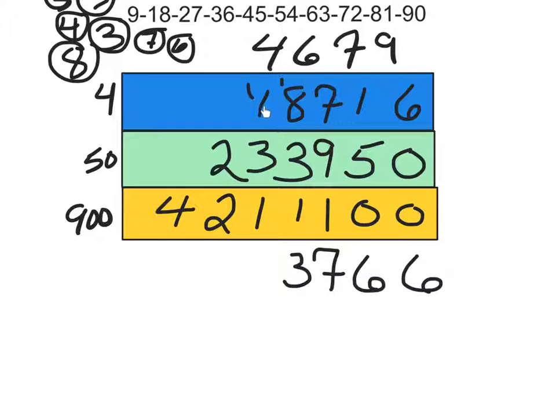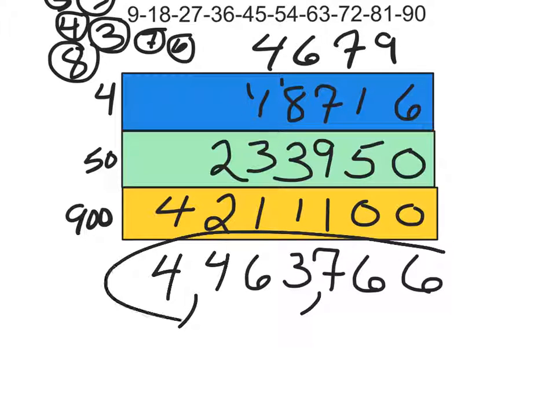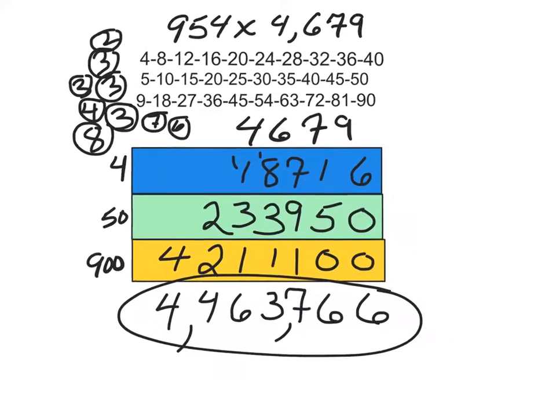I got 1 plus 1. Plus 1 is 3, right? And plus this 3 is going to give you 6. Drop that 6 there. Next, 2 plus 2, that's going to give you 4. Love it. And my last 4, I just drop on down, drop my commas, and voila, my friends, 4,463,766 is your answer. You got to love that.